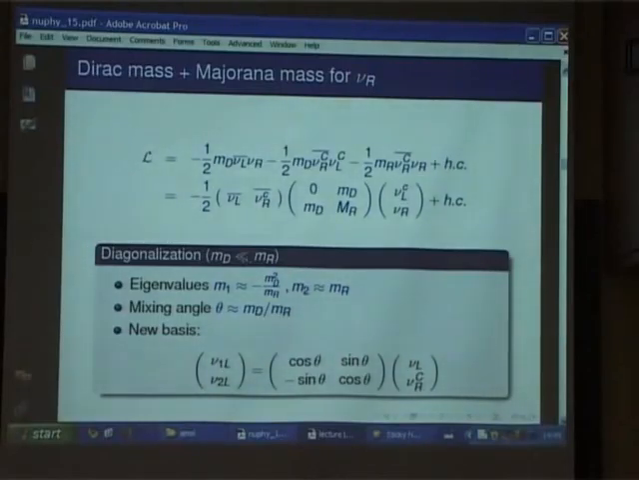I'll give you those answers. M1, the first eigenvalue, turns out to be minus MD square by MR. The second eigenvalue turns out to be MR plus MD square by MR, but this term is much smaller as well. So the two eigenvalues are these, 1 and 2. The mixing angle is theta, which is MD by MR.